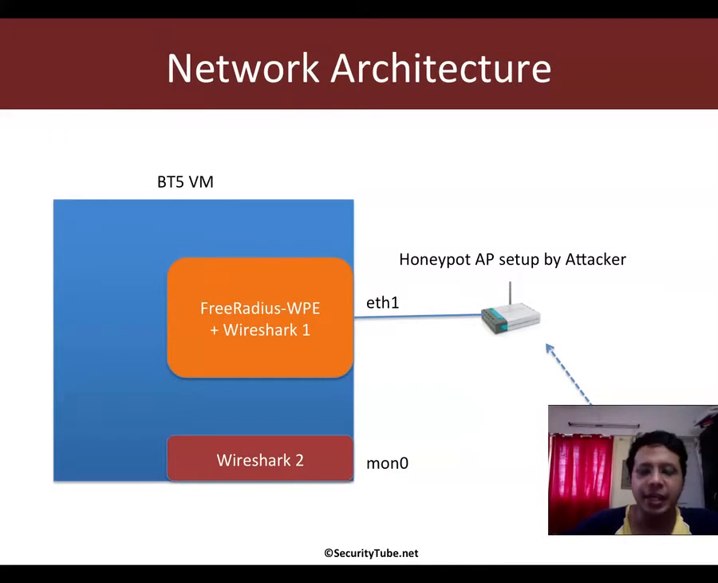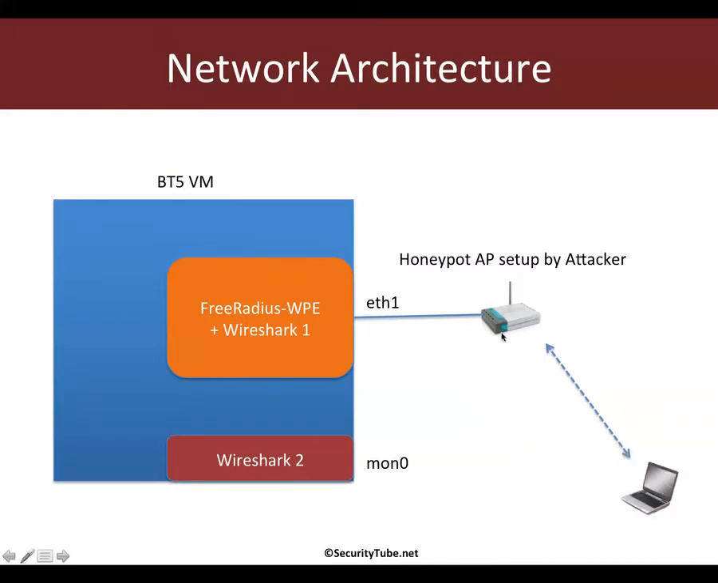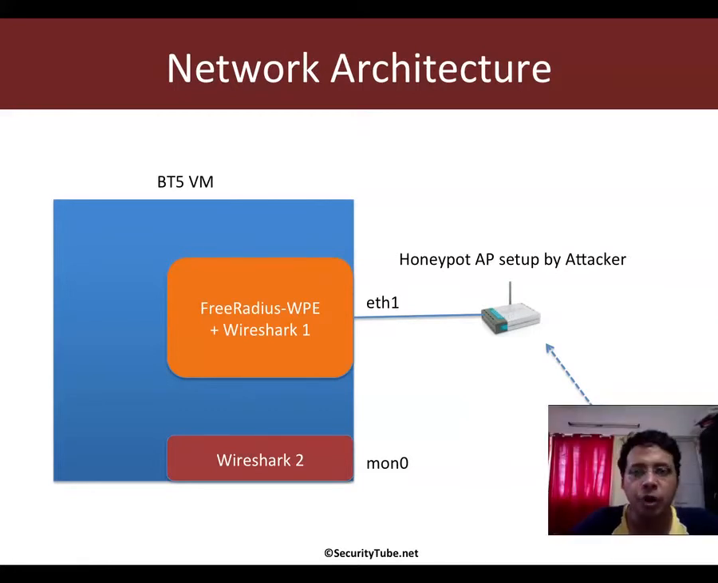So what is the network architecture? We have a honeypot, for which we are using a legitimate access point. Unfortunately, Airbase-ng does not provide a way to directly specify a Radius server. A workaround is to use the HostAP drivers. I may create a video on how you can do it with that later on. But for this setup, we are bringing up our honeypot access point, which is our real access point, and that is connected to our BackTrack VM over an Ethernet connection.